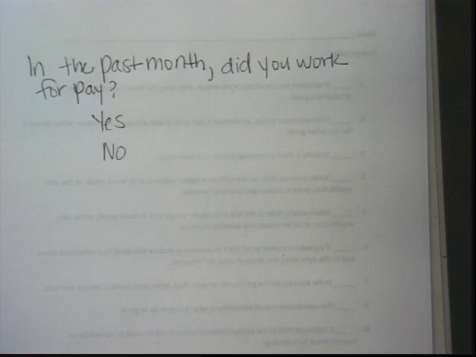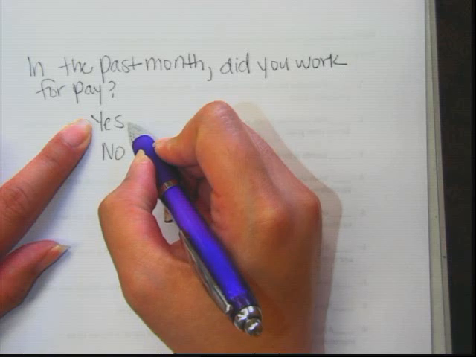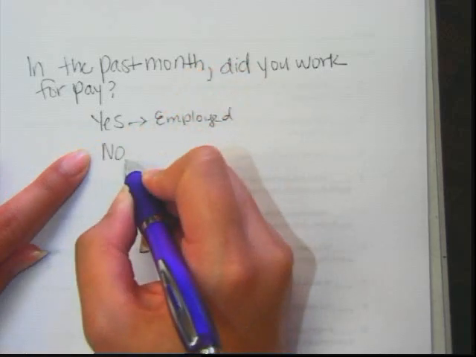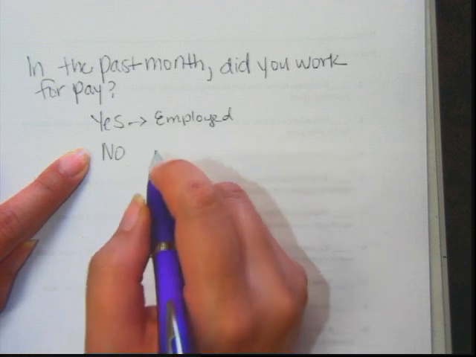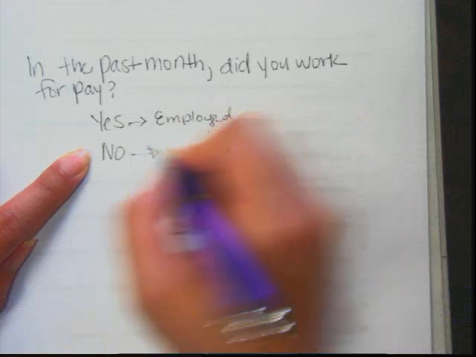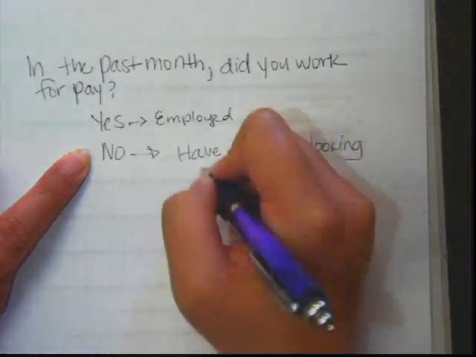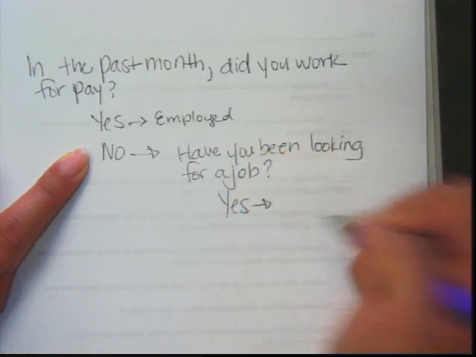They survey and ask this question. In the past month, did you work for pay? Okay, so people who answer yes, what can we call those people? Or what category do they fall into? Employed. If they answer no, what's the next question they need to ask? Have you been looking for a job in the past month? If they answer yes, who are these people?